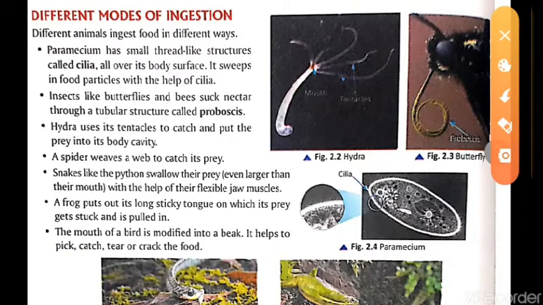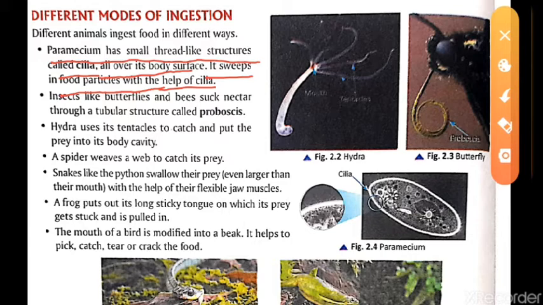For the first point, Paramecium has small thread-like structures called cilia all over its body surface. It sweeps in food particles with the help of the cilia. Now here, starting with the unicellular organism. Either it is unicellular or multicellular, we all know that everyone has a different way of taking the food into the body. So here Paramecium is a unicellular organism.